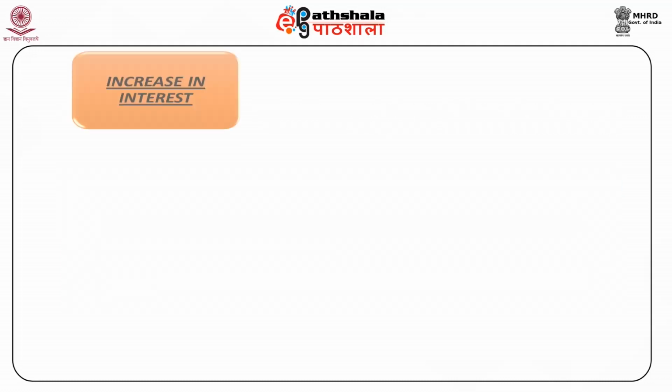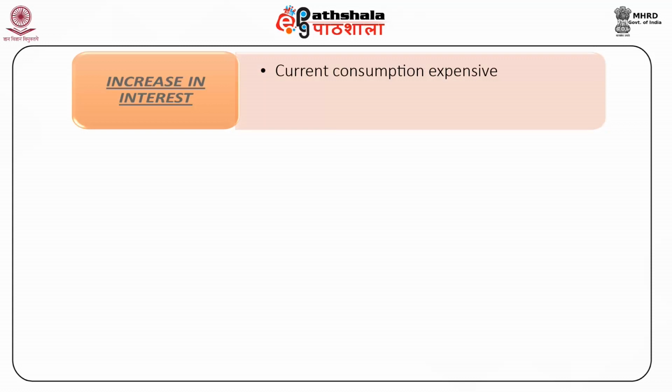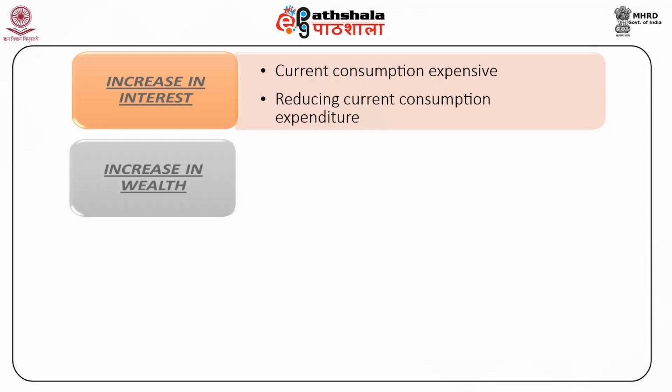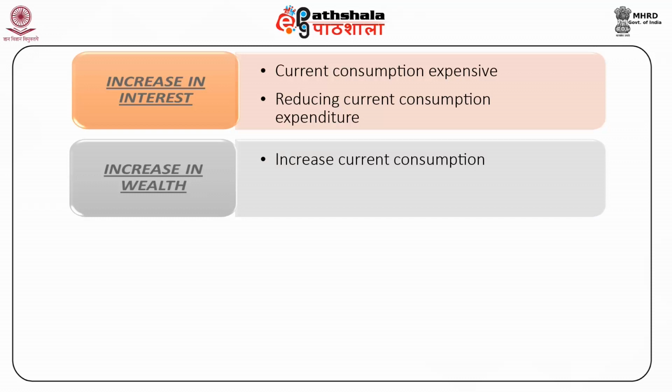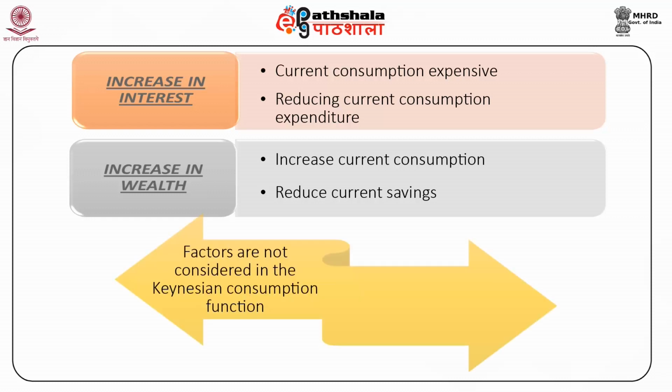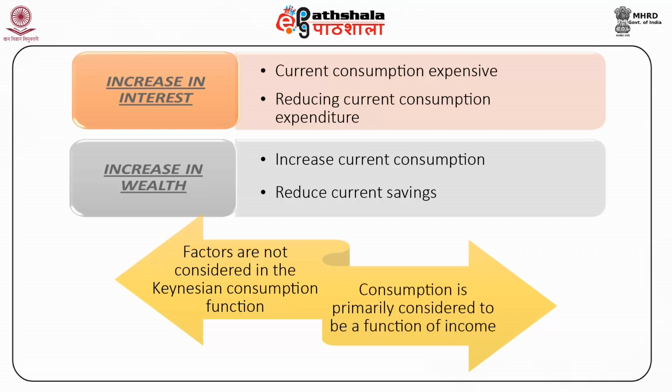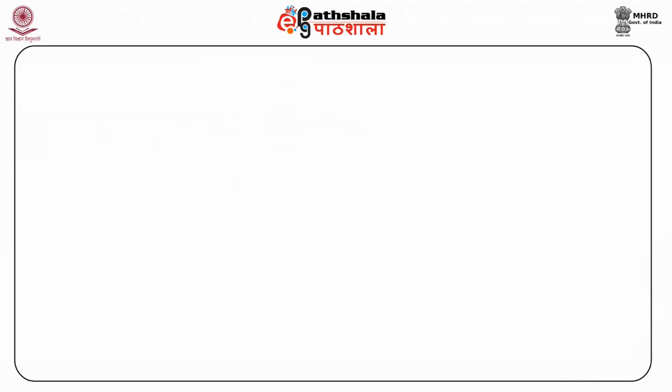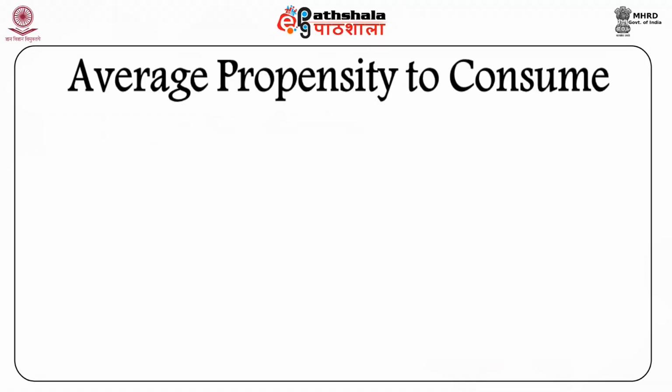An increase in interest rates makes current consumption expensive, thereby reducing current consumption expenditure. An increase in wealth of a consumer, an inheritance or sudden gain, is likely to increase current consumption and reduce current savings. However, these factors are not considered in the Keynesian consumption function, and consumption is primarily considered to be a function of income. Let us now understand the concept of average propensity to consume.